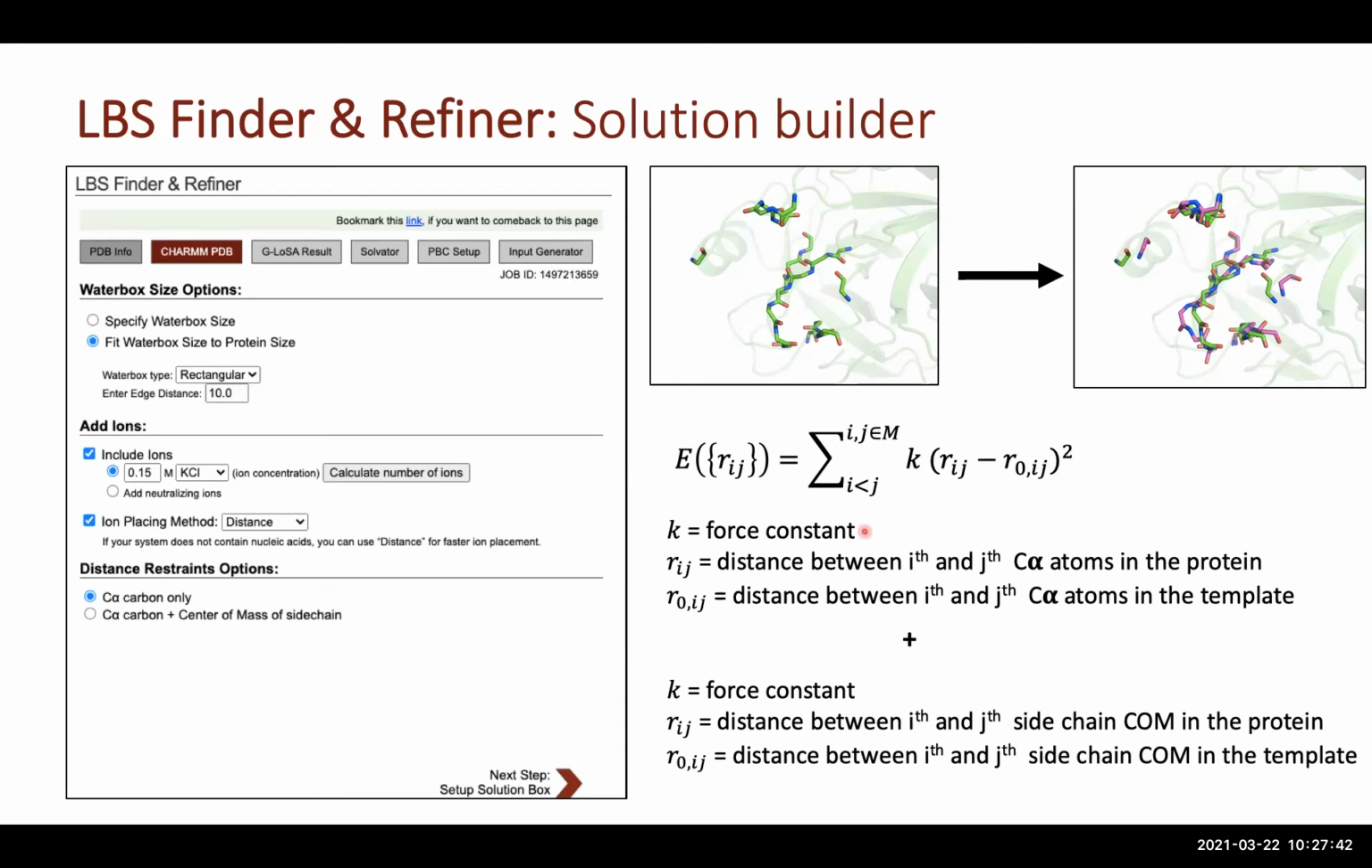where K is the force constant, Rij is the distance between atom I and J in your query protein, and R0ij is the distance between atom I and J in the template protein. And we can do this in two ways. One, we can just do it on the alpha carbon of those binding site residues. And another one we can do for both the alpha carbon of those binding site residues and the center of mass of the side chains.